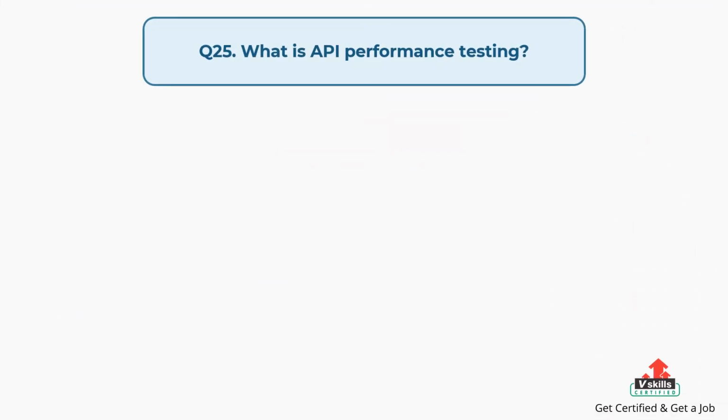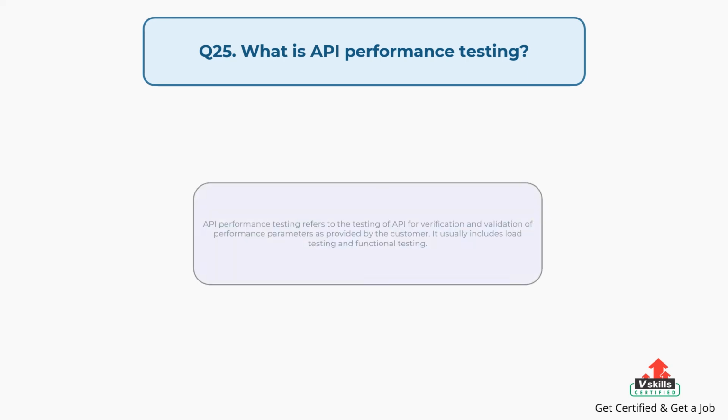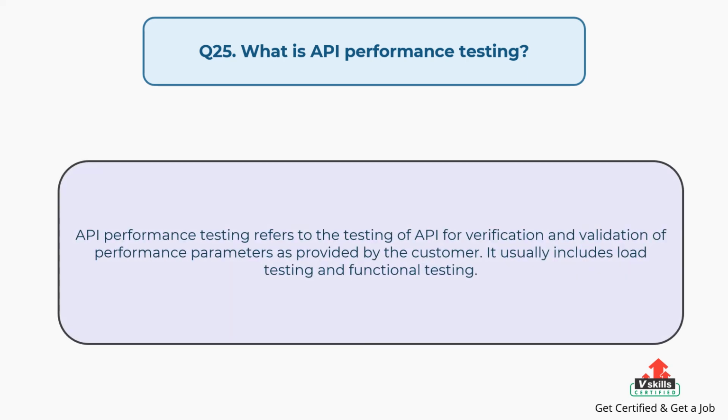Question number 25. What is API performance testing? The answer is: API performance testing refers to the testing of API for verification and validation of performance parameters as provided by the customer. It usually includes load testing and functional testing.